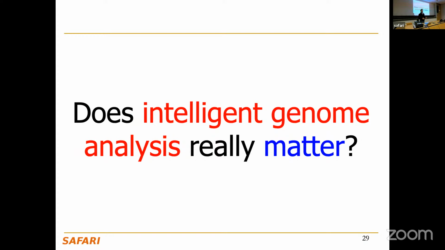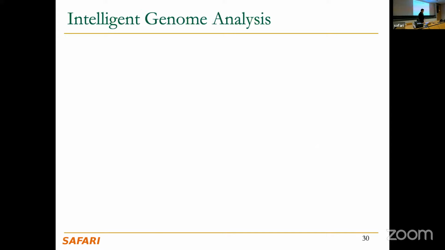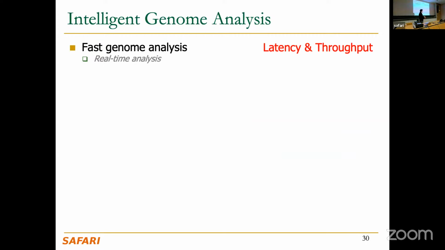So the next question is, does intelligent genome analysis really matter? We touched on intelligent genome analysis a little bit in the beginning of the lecture, but let's define it at a more concrete level. What we really want from intelligent genome analysis is fast analysis, right? This may mean that we want to achieve low latency or high throughput for real-time analysis purposes. We want to do our analysis at large scale. So if our analysis mechanism is applicable to a single person, it should also be applicable to, let's say, thousands of people at a time.